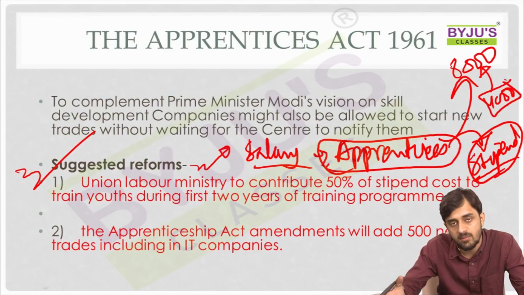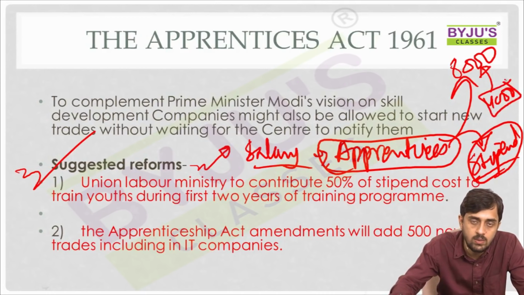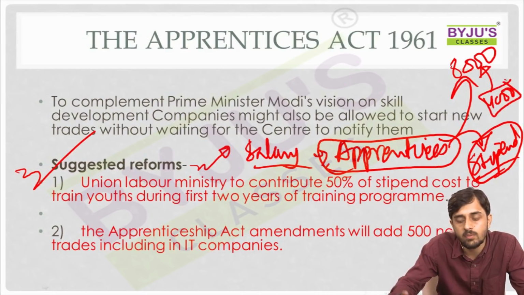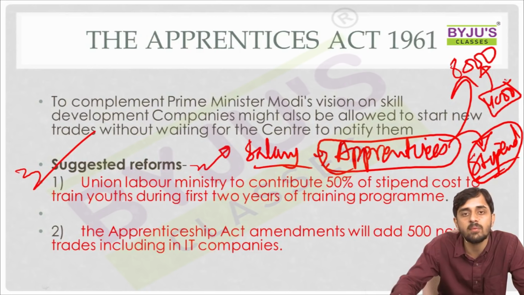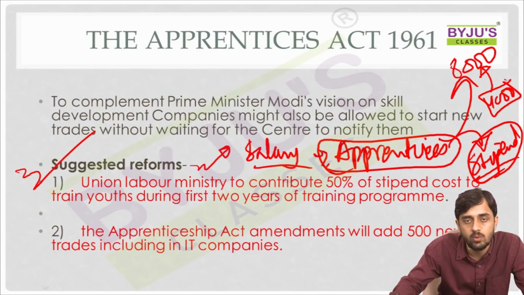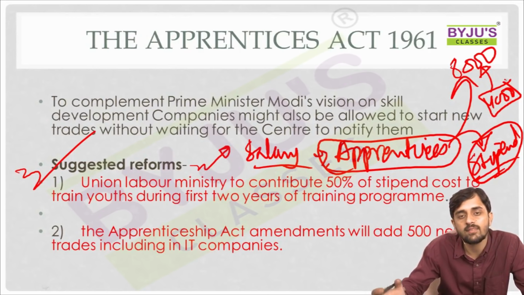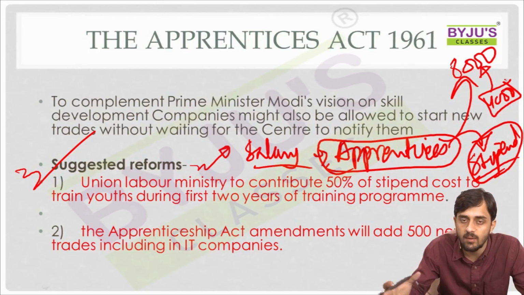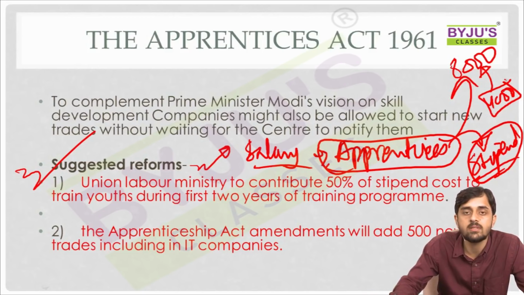So if an industrial house pays a stipend of 8,000, half of that will be contributed by the government. This contribution is coming in recognition of the fact that the ITI and industrial house linkage is going to produce more skilled, employable individuals. To incentivize this tie-up between industrial houses and industrial training institutes, the government has agreed to compensate half of the stipend paid to the apprentices to the respective industrial houses.